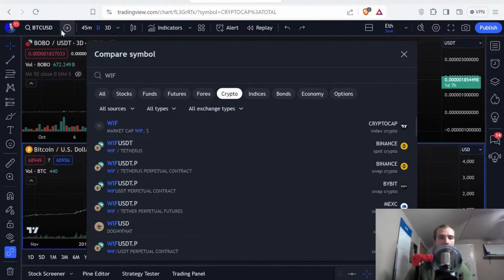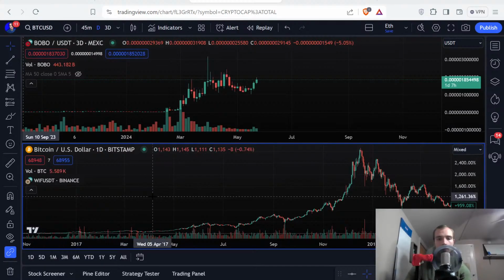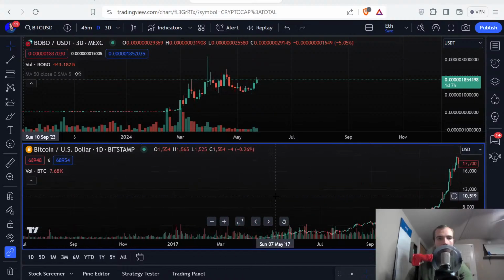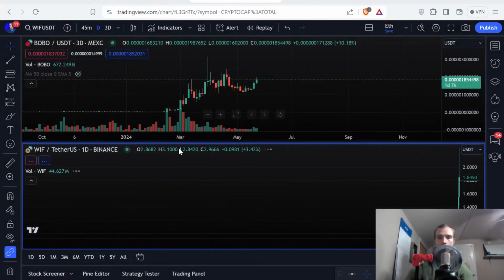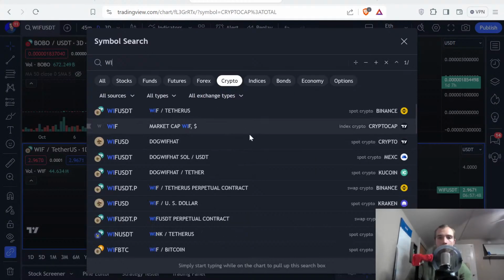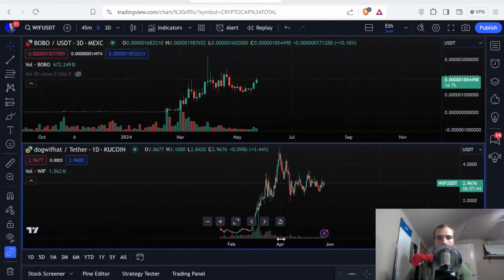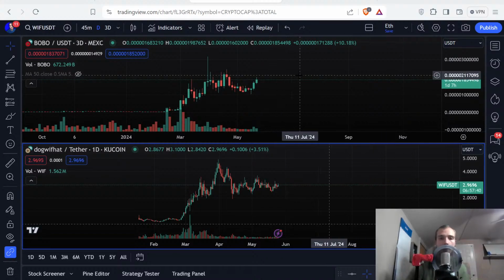Now, if we compare this to WIF, oops. There we go. That should work. And that's actually the wrong platform. Dog with hat. There we go. This coin looks a lot like dog with hat. All right, the same structure.